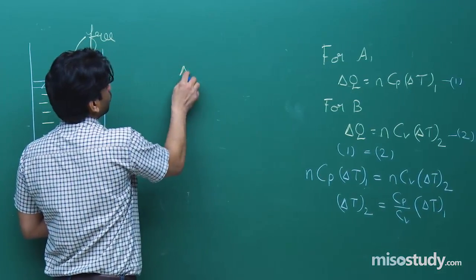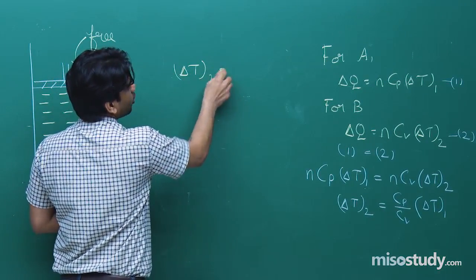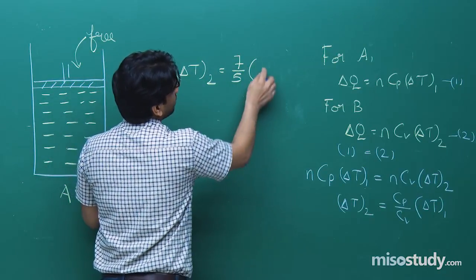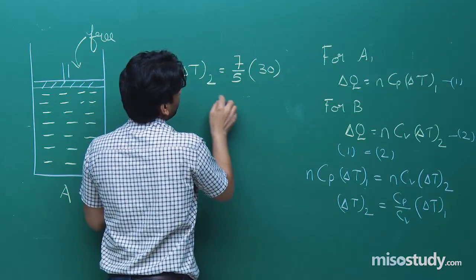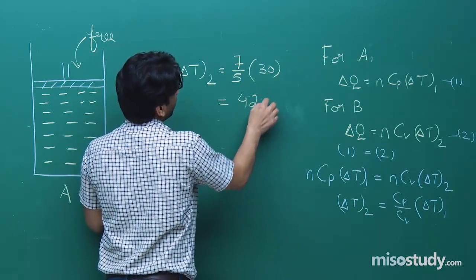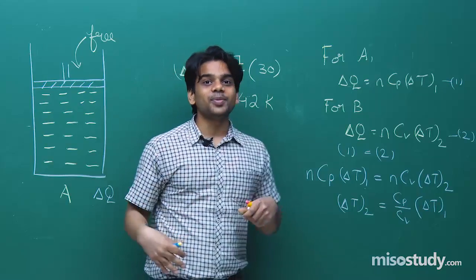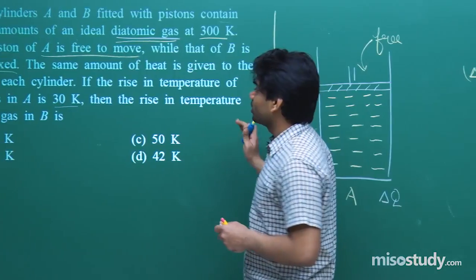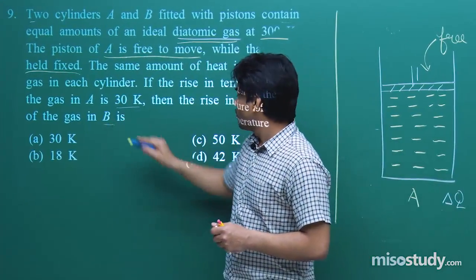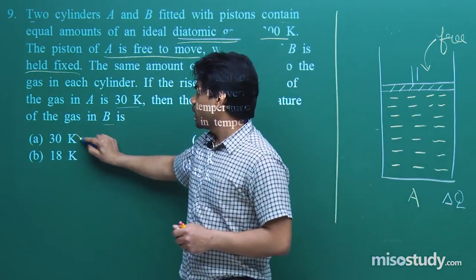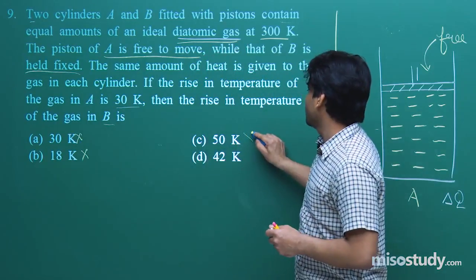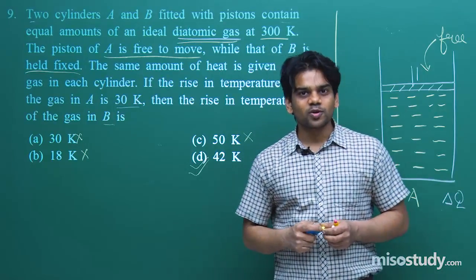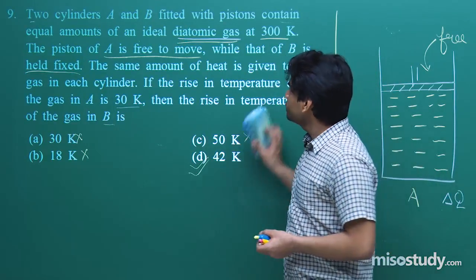So delta T2 is equal to Cp by Cv, that is 7 by 5, multiplied with delta T1, 30 Kelvin. So this will turn out to be 42 Kelvin, that is, the change in temperature of the gas in container B is 42 Kelvin, option number D. So A, B, C will be incorrect and D will be the correct answer. Hope that you have understood how to solve this. It's a very good question.